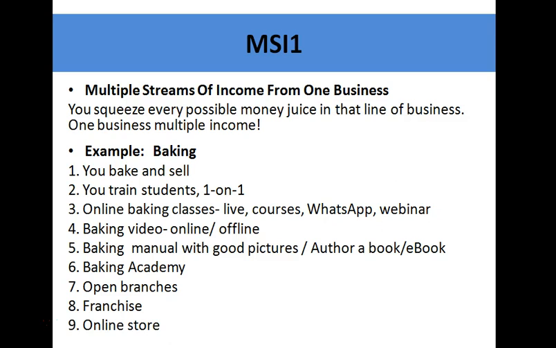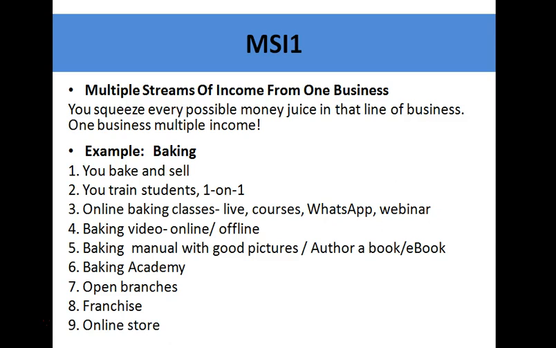Don't get it twisted. I'm not saying you have to create 15 income streams from one line of business. I'm just saying these are available options. You can just decide to focus on 2 or 3 as the case may be, but don't leave so much money on the table. Squeeze every possible money juice from that line of business.